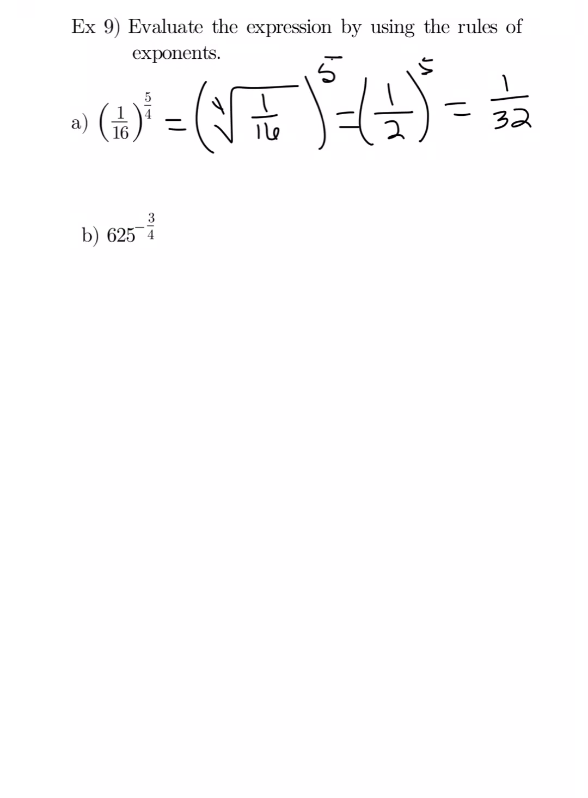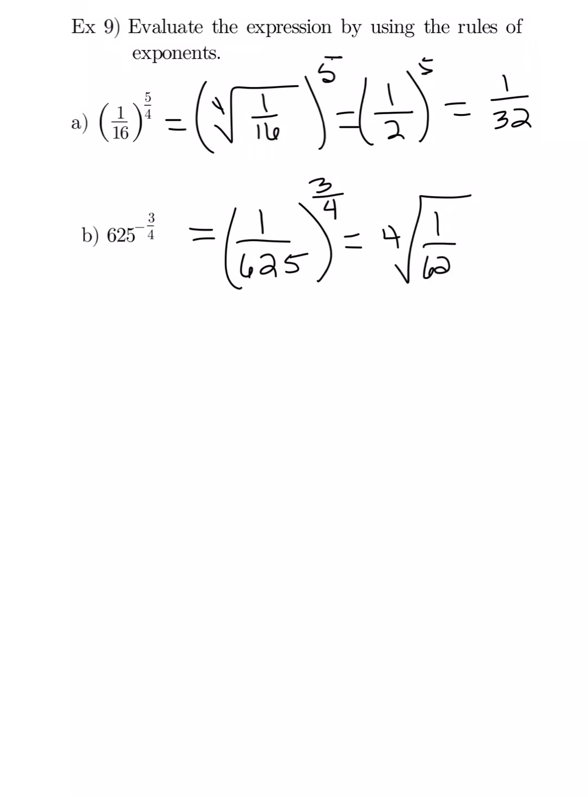Our next example, we have 625 to the negative 3/4. The reciprocal of 625 is 1/625. And then we are raising that, now that we used the reciprocal, to the positive 3/4. So now we are doing the 4th root of 1/625 and raising it to the 3rd.